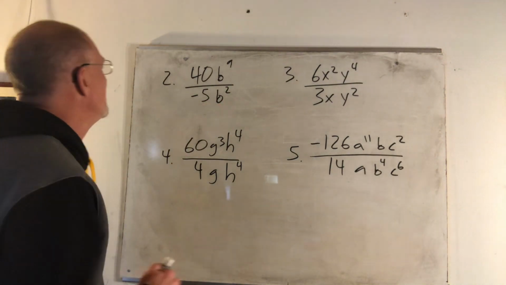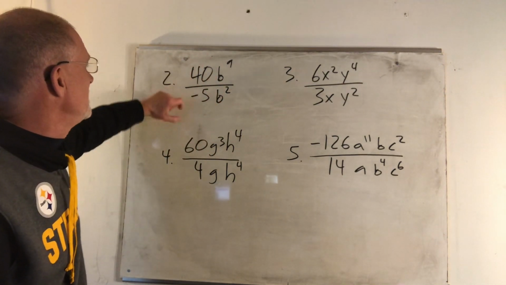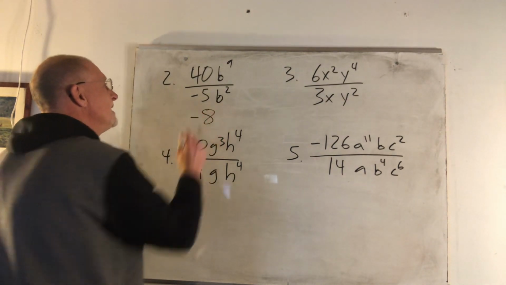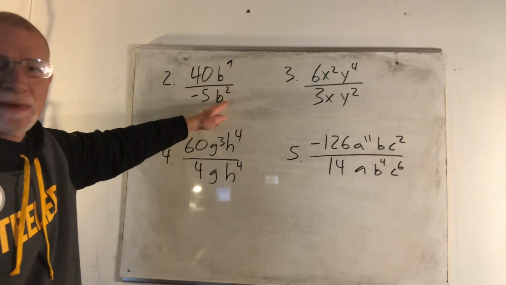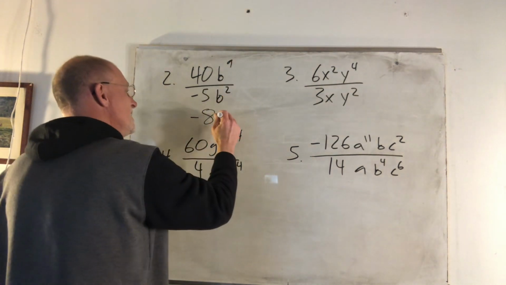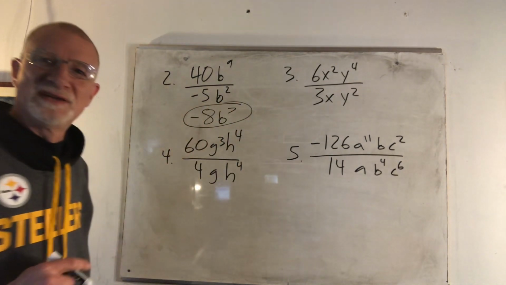Now, to do this, you do each part separately. So we do 40 divided by negative 5, that's negative 8. And then we do b to the ninth divided by b to the second, so you subtract the exponents. So 9 minus 2 is 7. So negative 8b to the 7th power.